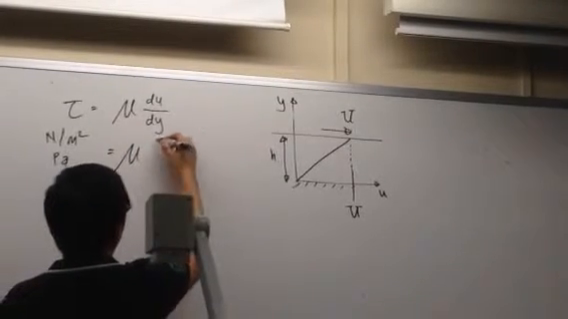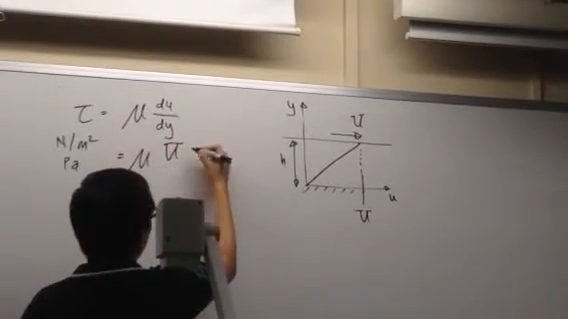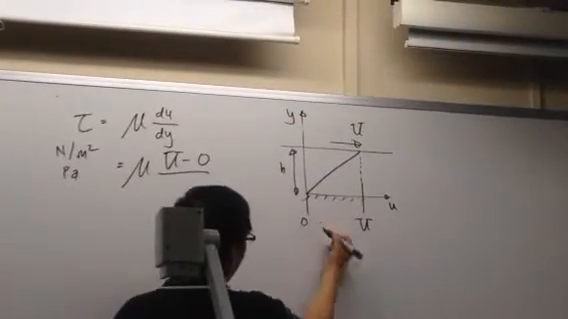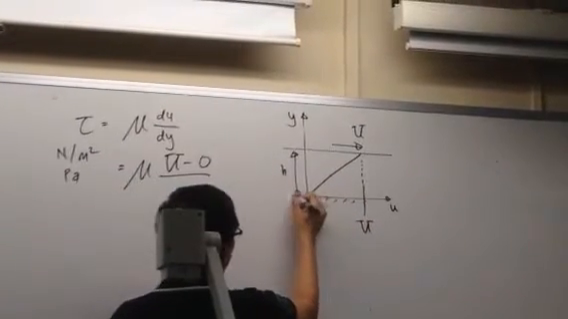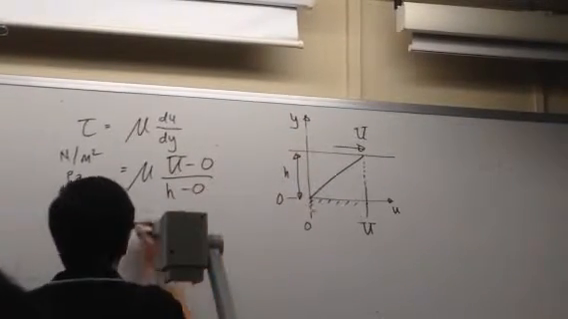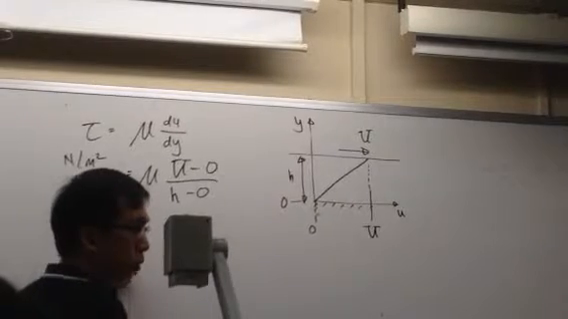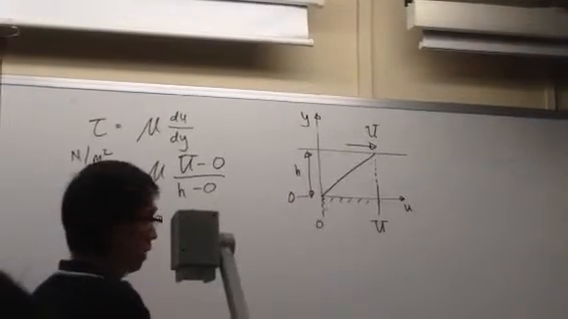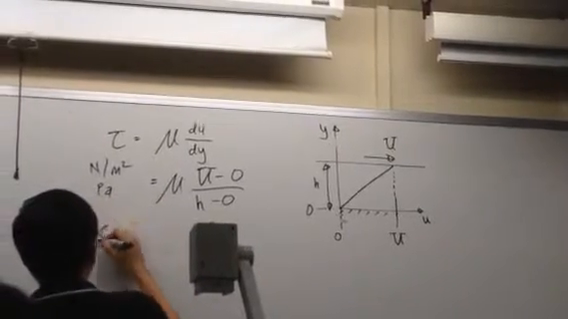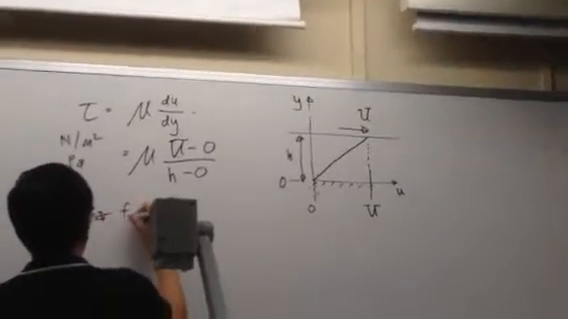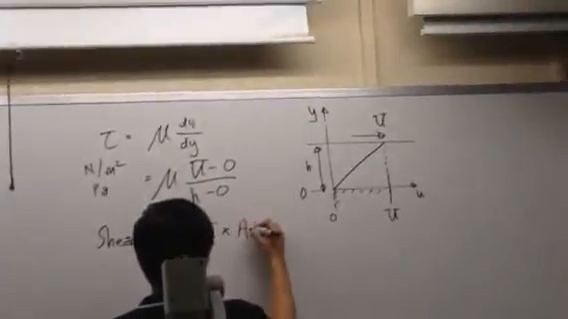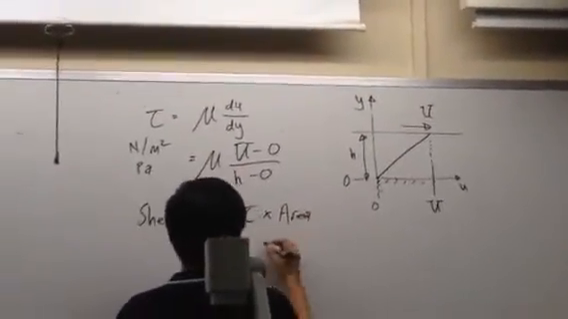So you can put it like this: change in u is u minus 0, right? And this one is h minus 0. So you will be able to get the shear stress acting on the surface based on this formula. Your shear force will be the shear stress multiplied by the area, to be in newtons.